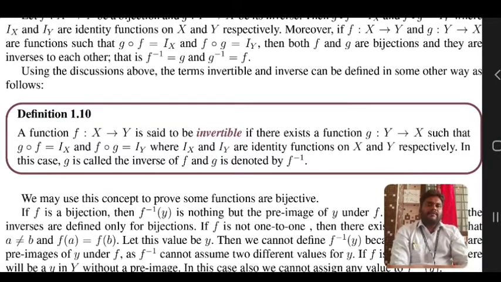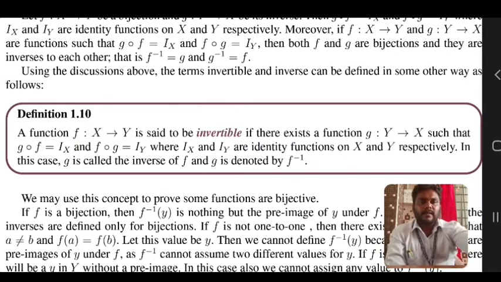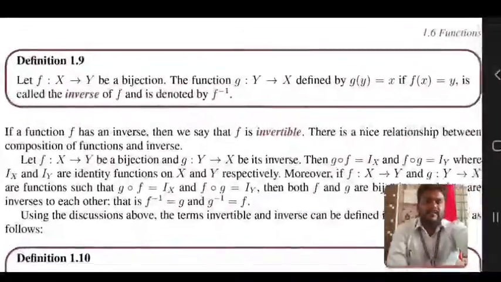So if f inverse exists, then f is called invertible, or is said to be invertible. This is the definition of invertible, not inverse. The earlier one is the definition of inverse.